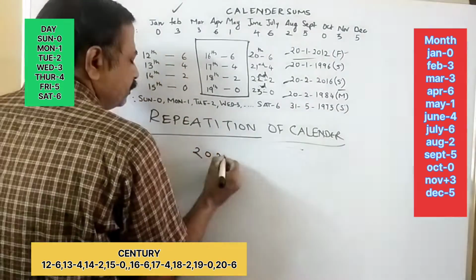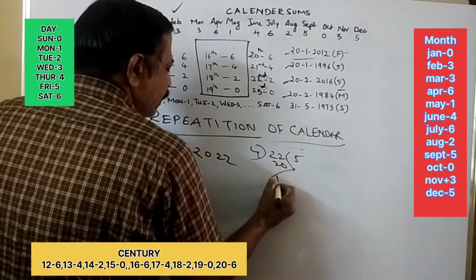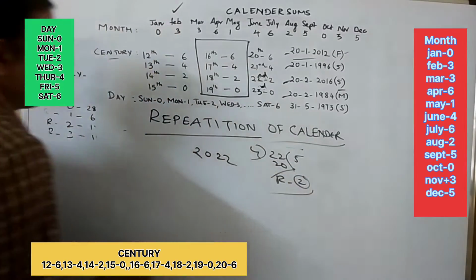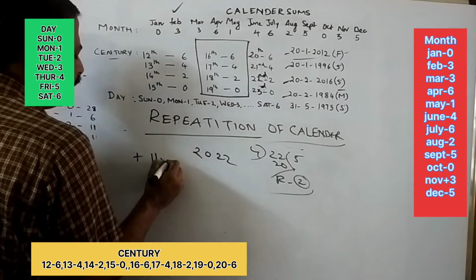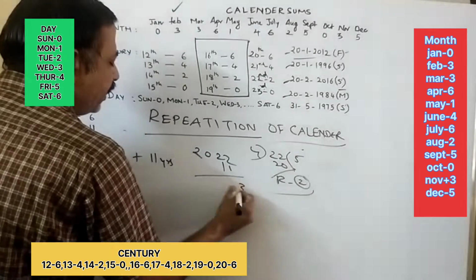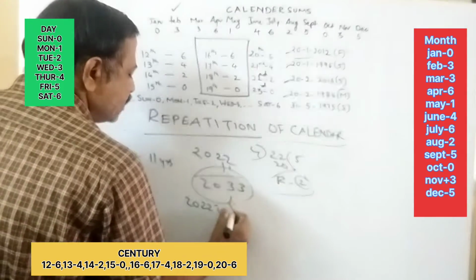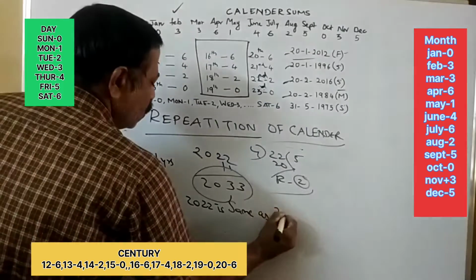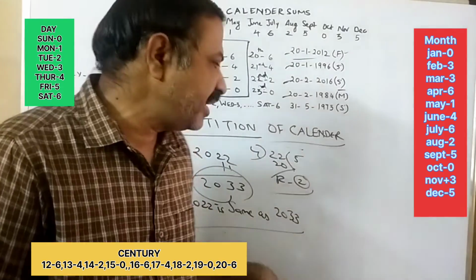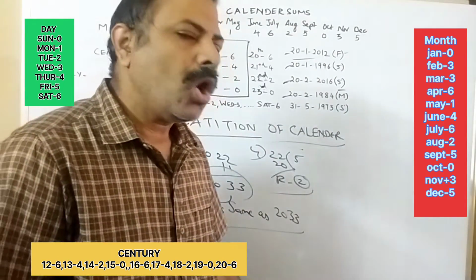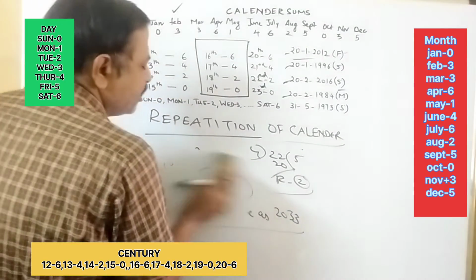If the remainder is 2, 22 divided by 4, 4 5s are 20, remainder is 2. If the remainder is 2, the calendar repeats itself after, okay, 11 years. So if I add 11 to 2022, 2033. So 2022 is the same as 2033. The calendar repeats itself after 11 years if the remainder is 2, or the remainder is 3 also, the same case, dear students.